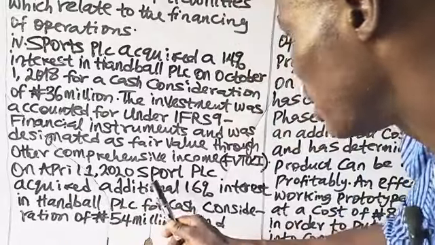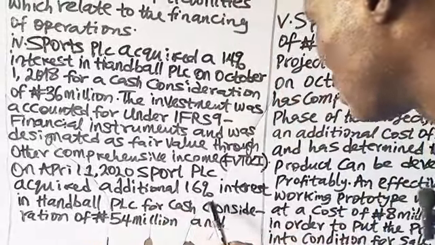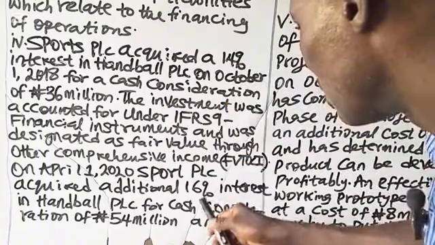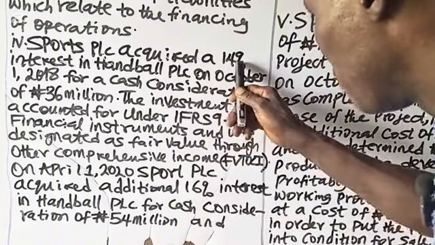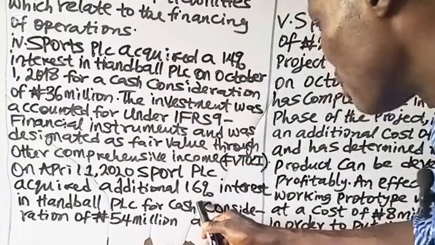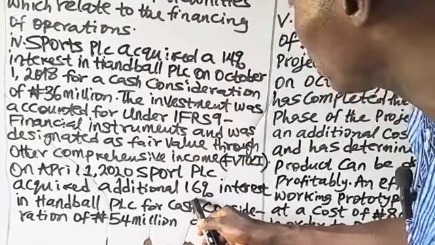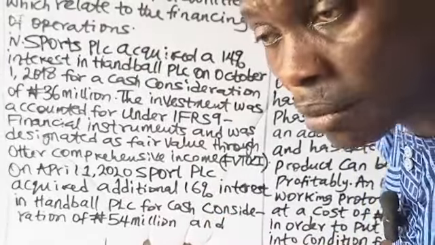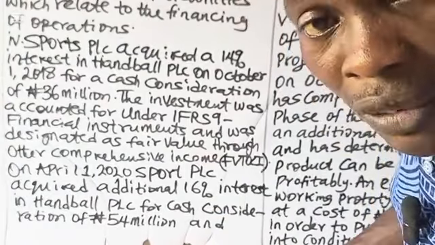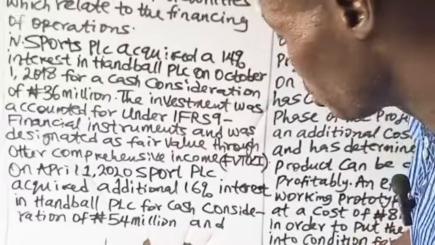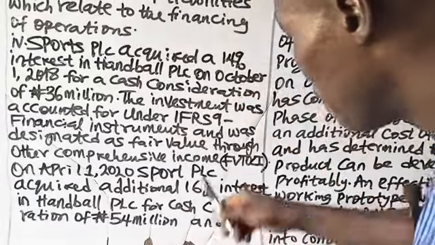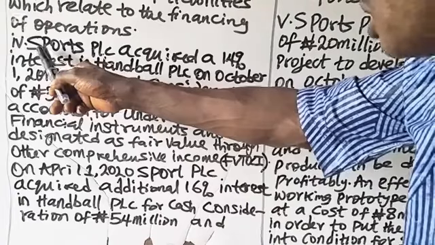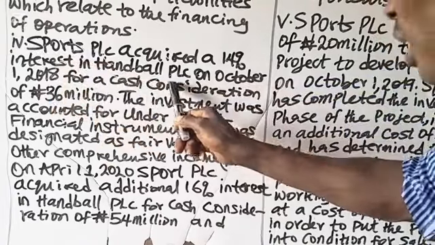On April 1st, 2020, Sport PLC acquired an additional 16%. So you are now increasing the holding from 14% to 30%. 14% plus 16% is 30%. That means the 30% is no longer a simple investment, but a significant influence. That is an associate. An investment in an associate should be accounted for using the equity accounting method.